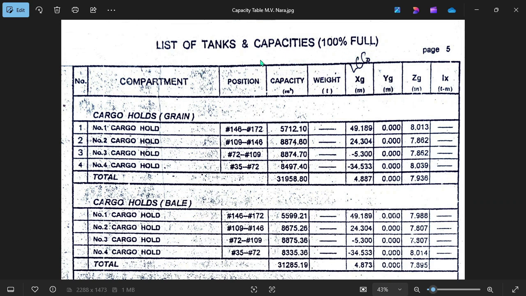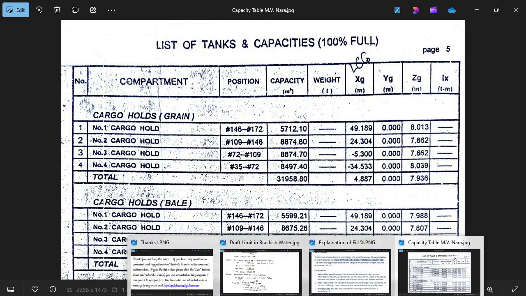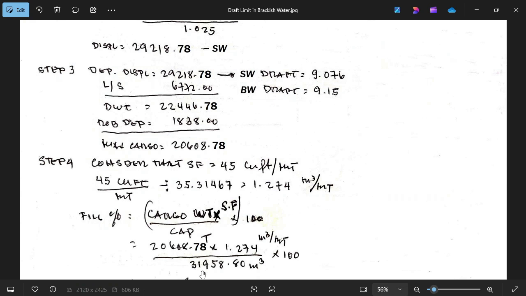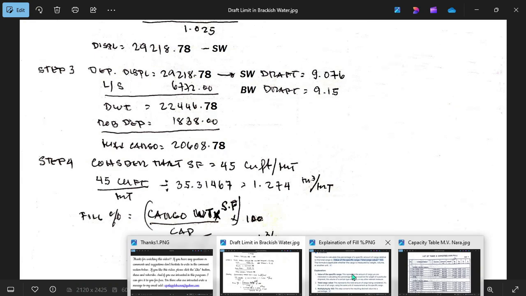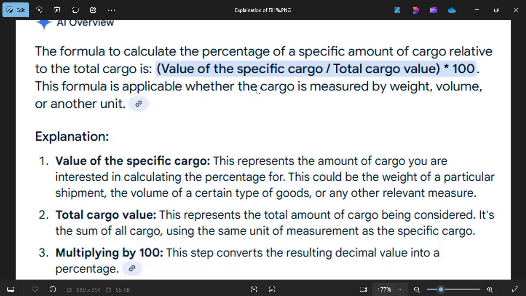This is the capacity table of your vessel, and the total cargo capacity is 31958.8. So this is now the total capacity of your cargo, which is this one, guys. Okay, and which is explained by the specific cargo value over the total cargo value, times 100. This formula is applicable whether the cargo is measured by weight, volume, or other unit.